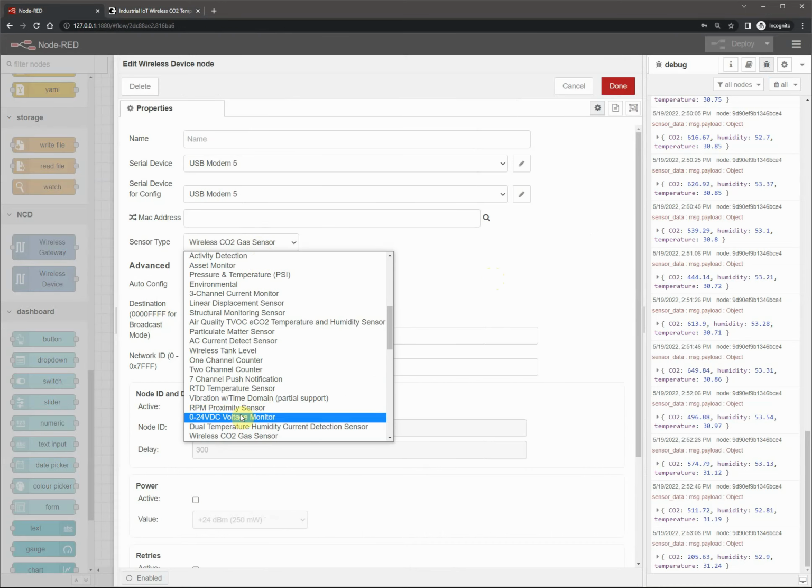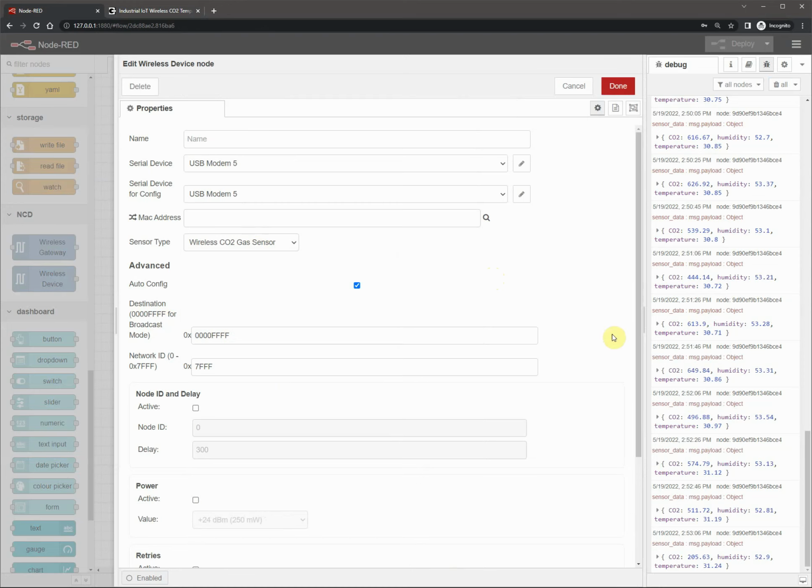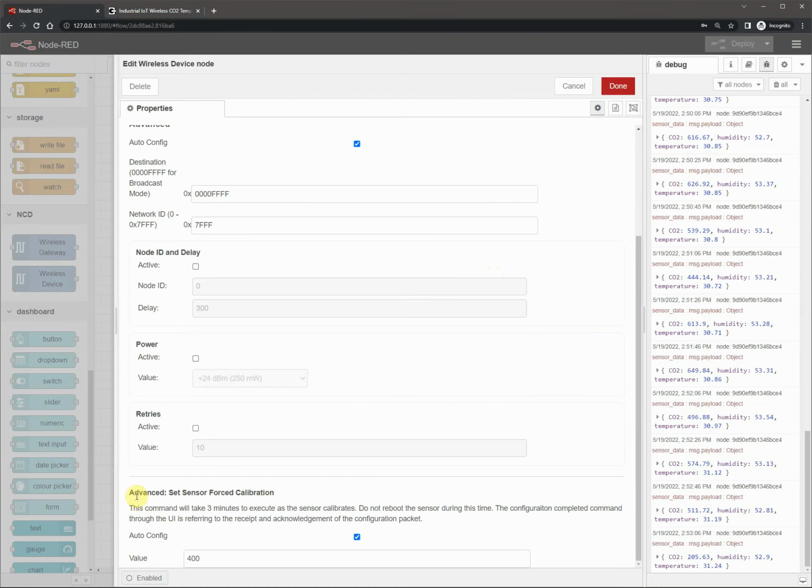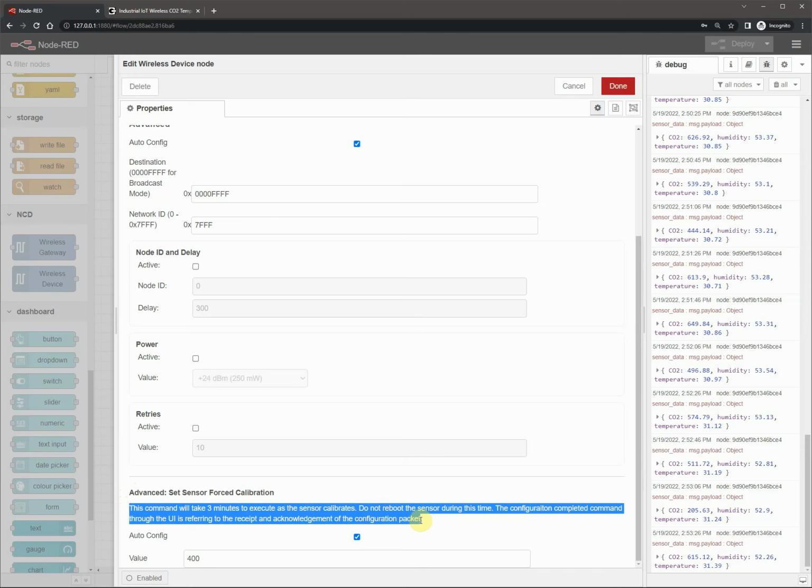You can select from all the sensors from here. I already had this laid out. Today we'll focus more on CO2 gas calibration. Take a minute and read this. So the CO2 gas sensors work like this.